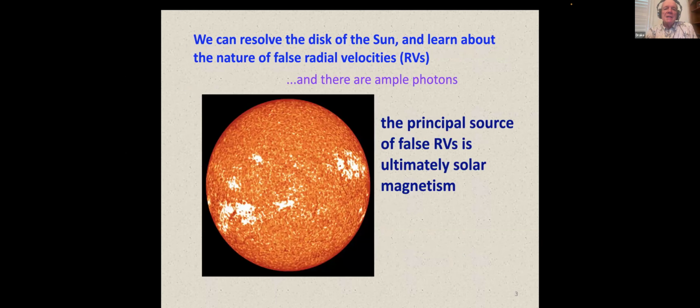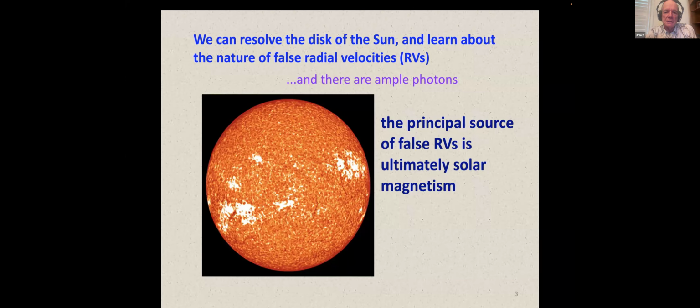So the sun is great, particularly if you're a graduate student doing a thesis. You have to have data, and it has to have a high signal to noise. If you work on the sun, the first advantage of the sun is it's bright. There are lots of photons, and we can resolve the disk of it. So if you're a graduate student, your PhD thesis, you're guaranteed to have good quality data. And because we can resolve the disk of the sun, we can learn about the nature of false radial velocities.